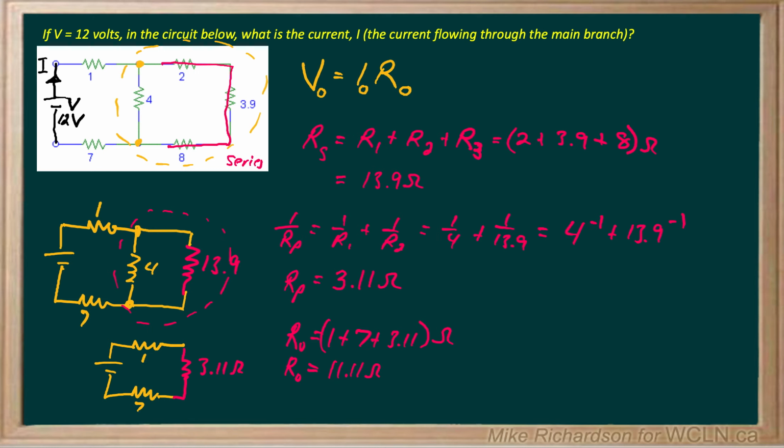And now I can finish the question. I'll do it in blue. Remember, I'm trying to find my overall current. So I'm using Ohm's law. So I0 will be V0 divided by R0, total values. Total voltage is 12. My total combined resistance was 11.11. And when I do that, I get 1.1 amps.